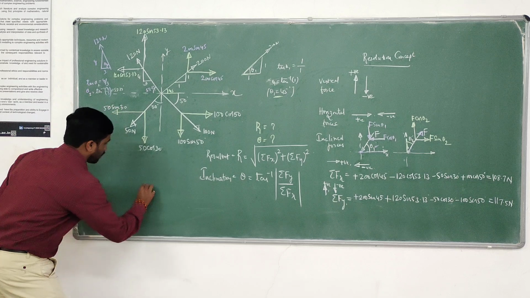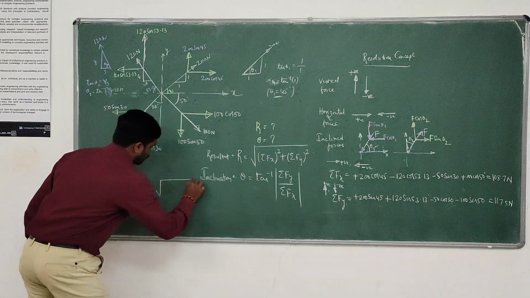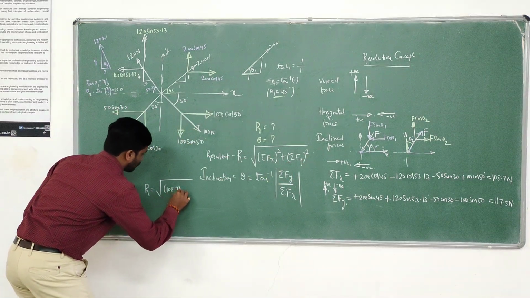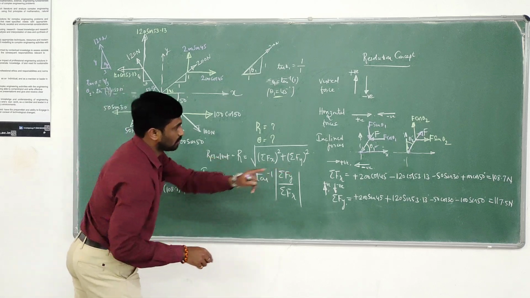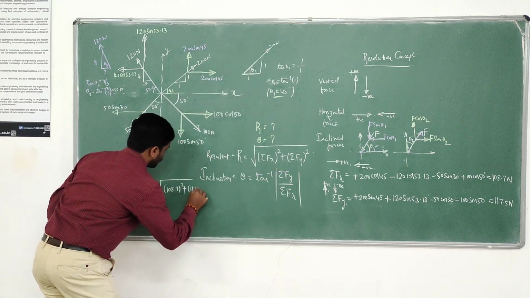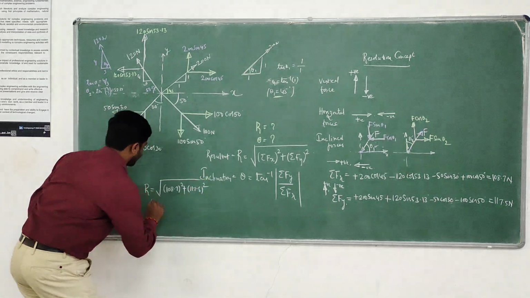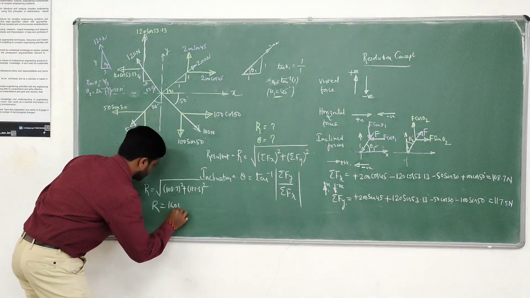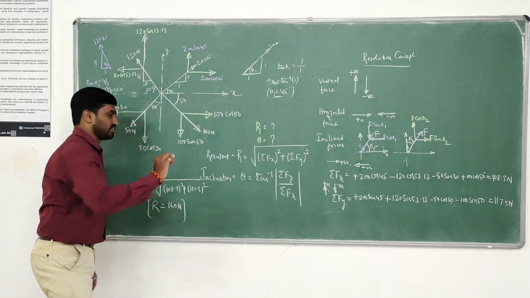Now resultant R equals square root of, what is sigma fx? 108.7 square plus 117.5 square. So we are getting the R value. How much? 160 Newton. This is the resultant. 160 Newton is the resultant.